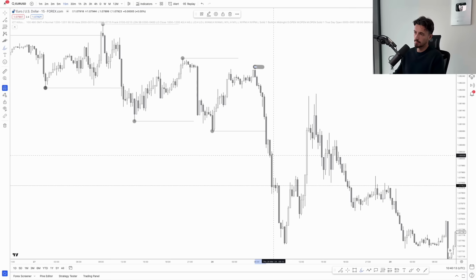Now we need to find a pullback. Is this a pullback? No, it isn't. Is this? No, it's not. And is this a pullback? No, it is not. So where is the pullback? Pullback is here because one, two, three bullish candles. So we know now that this is our swing low.